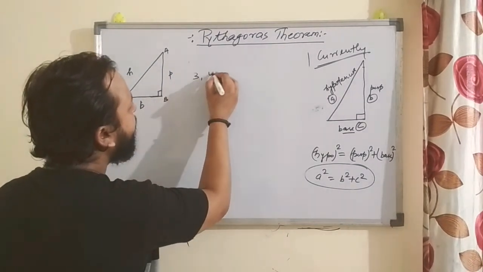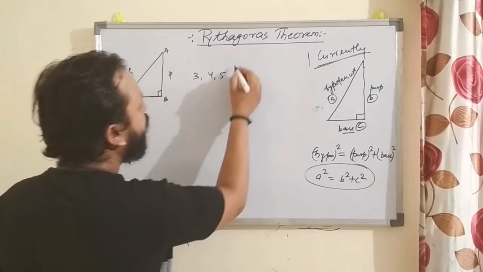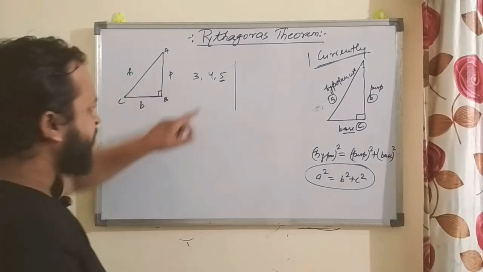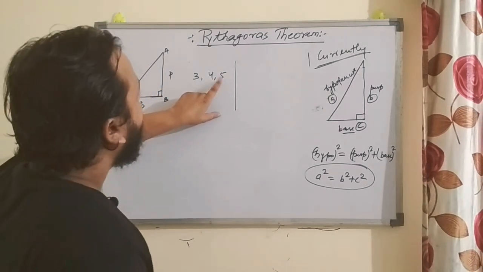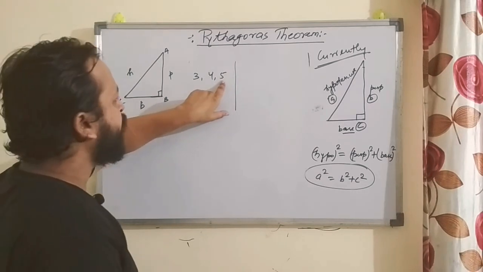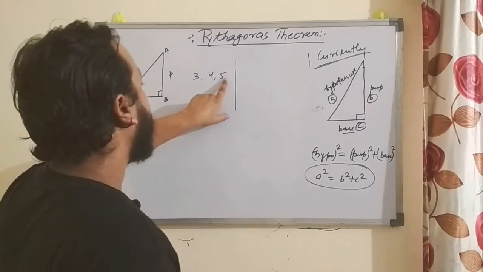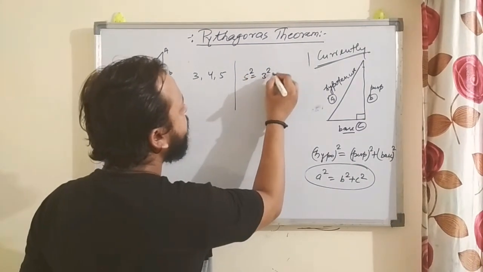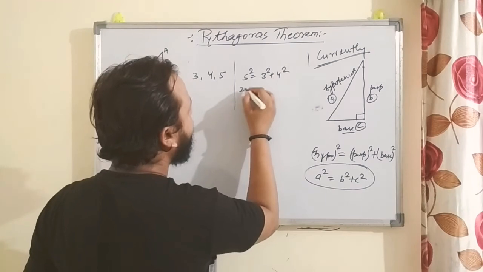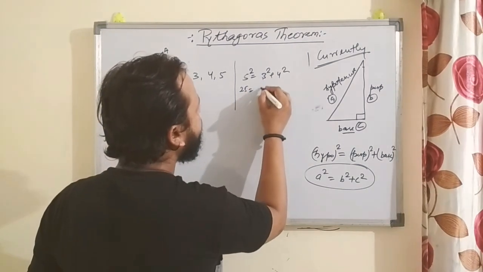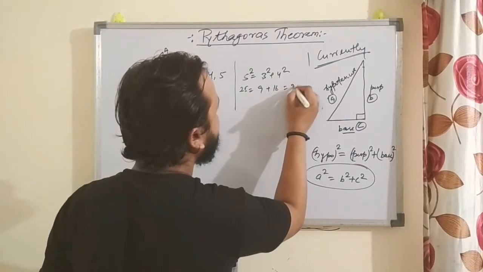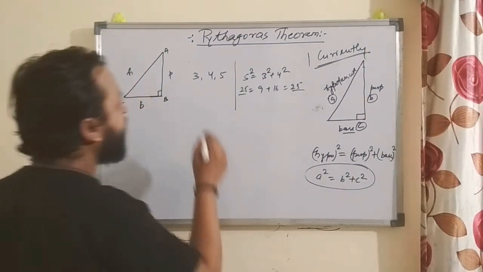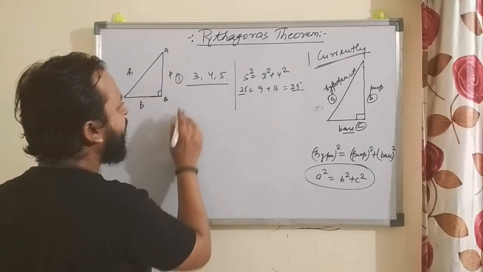First one is 3, 4 and 5. You can also check that the largest number which is given is used as the hypotenuse. So 5 square is equal to 3 square plus 4 square. 5 square is 25, 3 square is 9, 4 square is 16, and that is equal to 25. So the left hand side is also equal to the right hand side, right? So this is the Pythagorean triplet number 1.